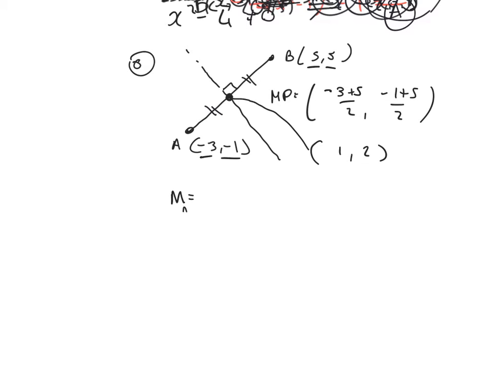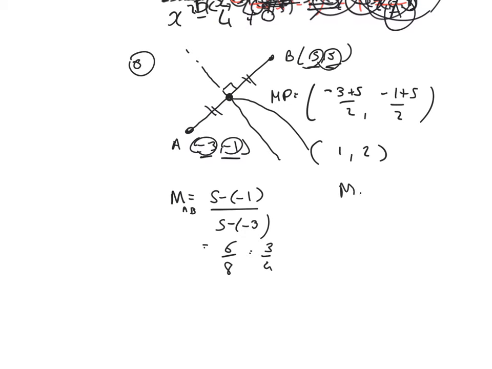So let's first of all find the gradient of AB, then flip and invert. That's going to be 5 minus minus 1 over 5 minus minus 3. 5 minus minus 1 is 6, 5 minus minus 3 is 8. 6 over 8, simplify that down, 3 quarters. It's then m1 m2 equals minus 1. Flip and invert, and that's minus 4 over 3.